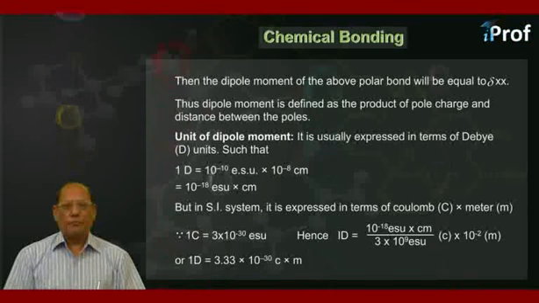Since 1 coulomb is equal to 3 into 10 to the power 9 ESU, hence 1 Debye, that is 1 D, will be equal to 10 to the power minus 18 ESU into centimeter divided by 3 into 10 to the power 9 ESU. So it becomes in terms of coulombs multiplied by 10 to the power minus 2 meter. So 1 Debye becomes equal to 3.33 into 10 to the power minus 30 coulomb into meter.